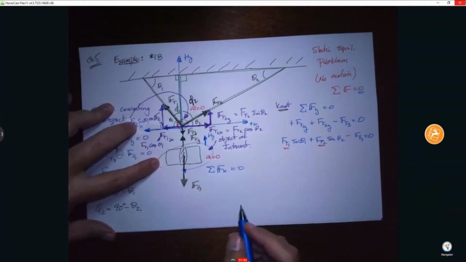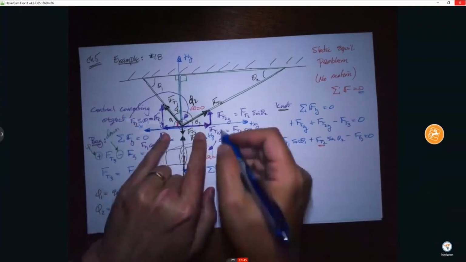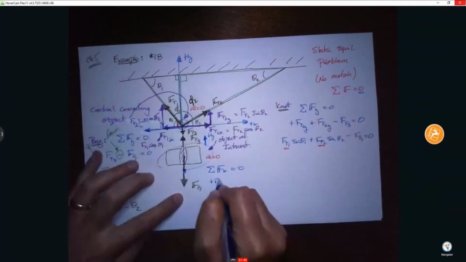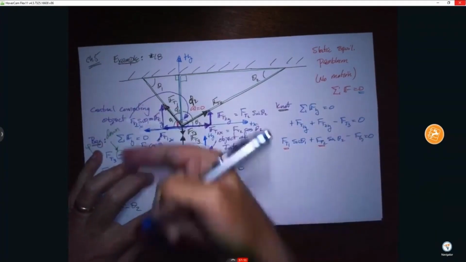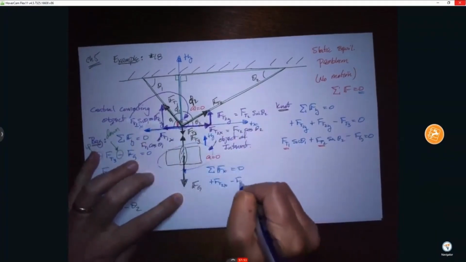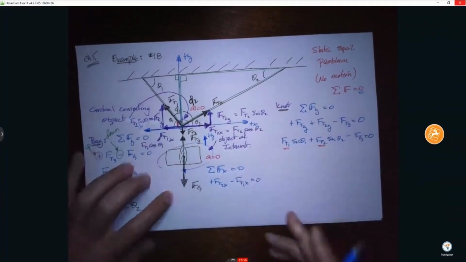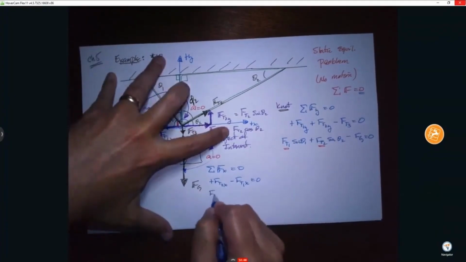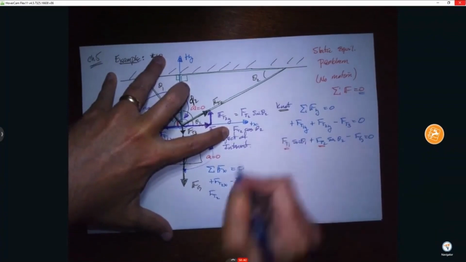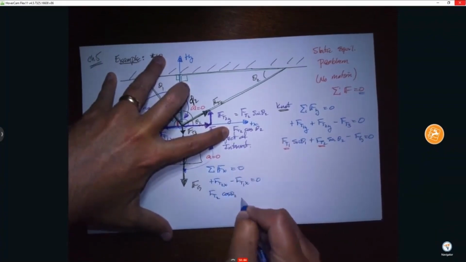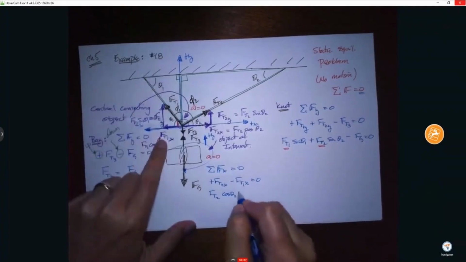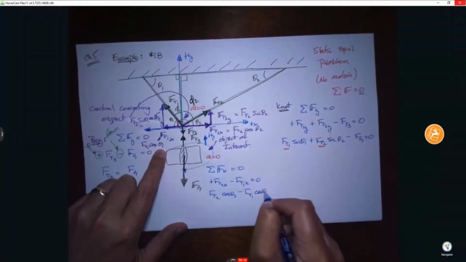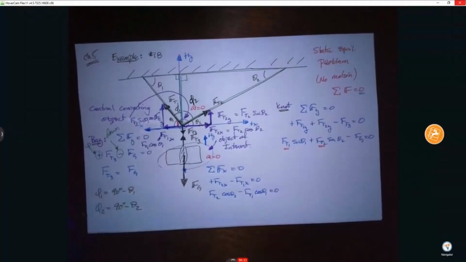This is again on the knot. In the X direction, I just have this tension 2 and tension 1. To the right, I get plus force tension 2x, and to the left, which is minus, I get force tension 1x equals 0. When I plug in my values, this is going to be the magnitude of tension 2 times the cosine of theta 2, minus force tension 1 cosine of theta 1 equals 0.